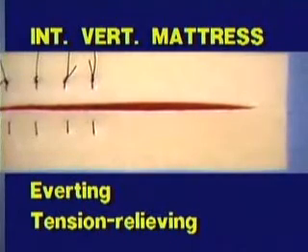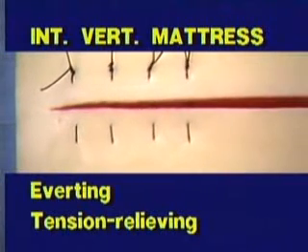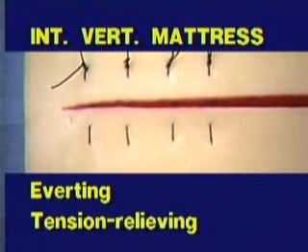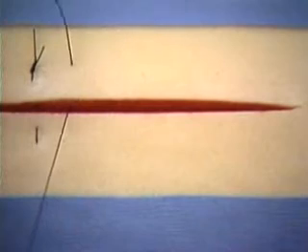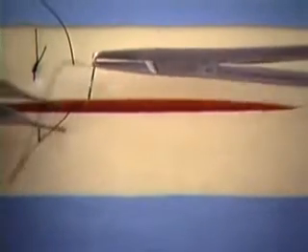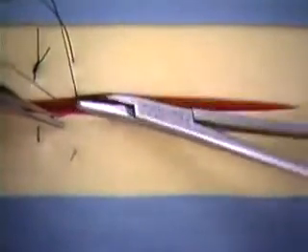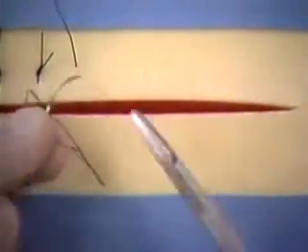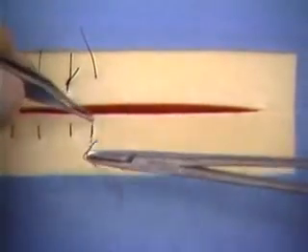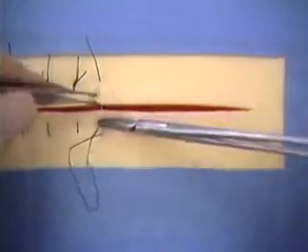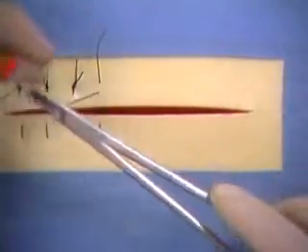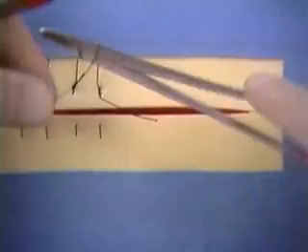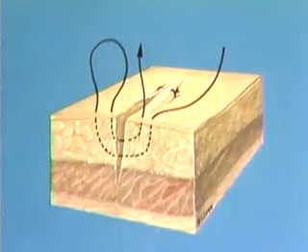The eighth pattern to be demonstrated is the interrupted vertical mattress suture. This is an everting and tension-relieving suture pattern. The vertical mattress suture is introduced 8 to 10 millimeters from the incision on one side, passed across the incision line, and made to exit an equal distance on the opposite side of the incision. The needle is then reversed and returned perpendicular to the incision line to the opposite side by passing 4 millimeters from the incision on both sides. The knot is tied on the side of origin. This illustration shows a completed interrupted vertical mattress suture.